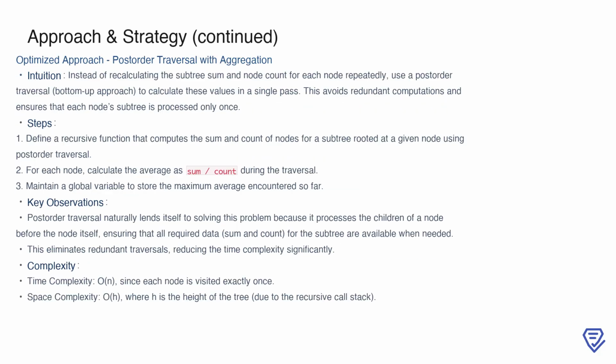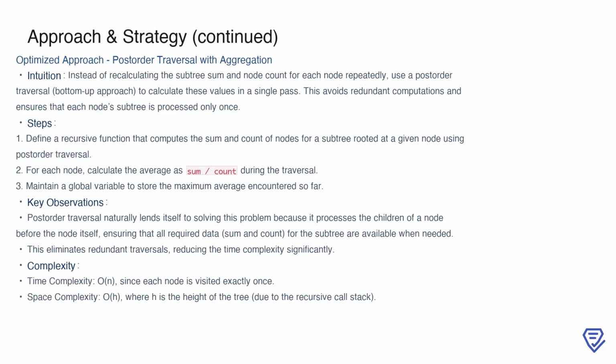A more efficient solution is the optimized approach, which leverages post-order traversal with aggregation. The key intuition here is to avoid redundant calculations by processing the tree in a bottom-up manner. Using post-order traversal, you can compute the sum of node values and the count of nodes for each subtree in a single pass. This is achieved by defining a recursive function that calculates these values for the left and right subtrees first, and then combines them for the current node.